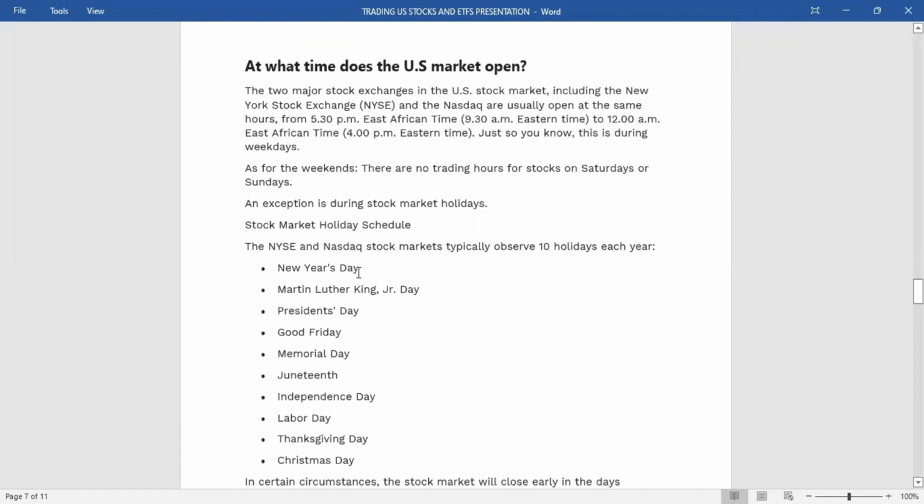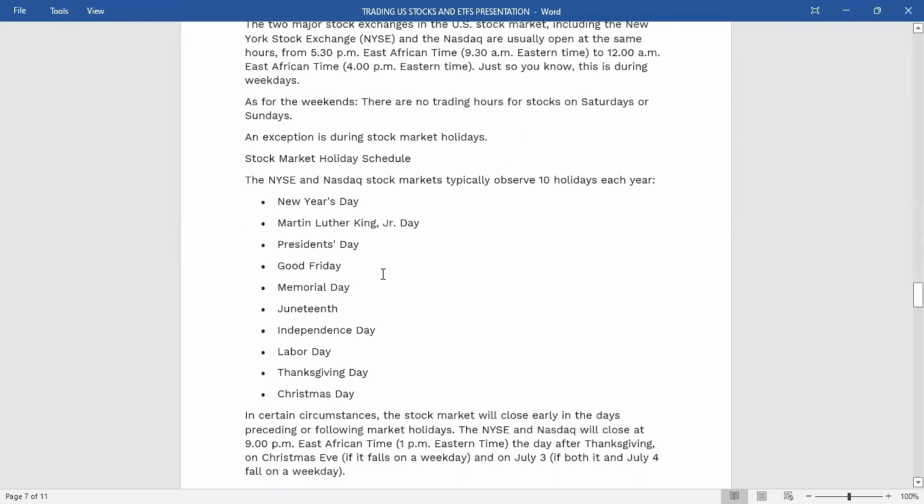For weekdays, there are no trading hours for stocks on Saturdays and Sundays. And there's also an exception during stock market holidays. So we have various holidays, such as New Year's and Martin Luther King. That's why during holidays, the HISA app will send you a notification telling you that you don't have trading today. Some of the holidays I'd love to mention: we have New Year's Day, Martin Luther King Day, President's Day, Good Friday, Memorial Day, Juneteenth, Independence Day, Labor Day, Thanksgiving, and Christmas.